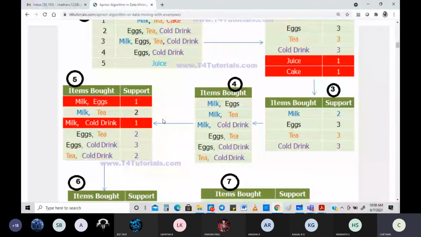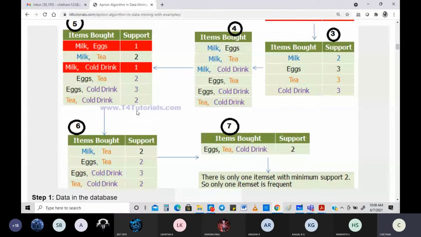If you do that, what are you going to get? You see this, when you take the ones which are less than 2 and take them off, what are the things that will be taken off? Milk and eggs will be taken off. Milk and cold drink will be taken off. So what you get is only this. How many things? You got your 1, 2, 3, 4. Those 4 will be coming right here.